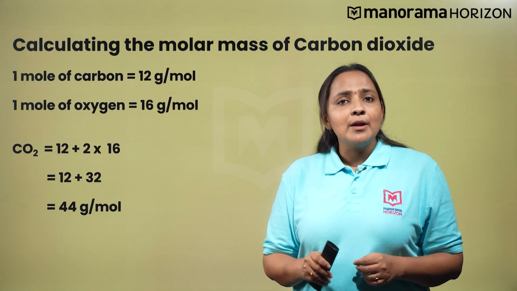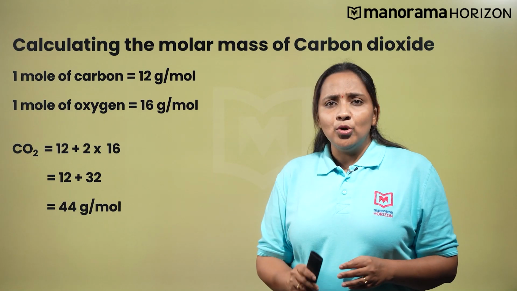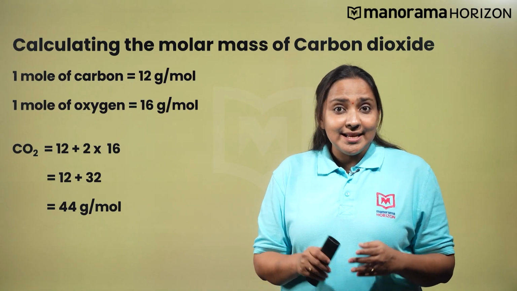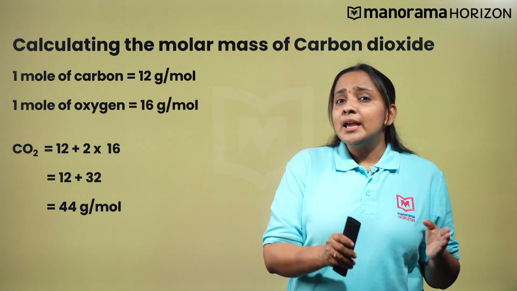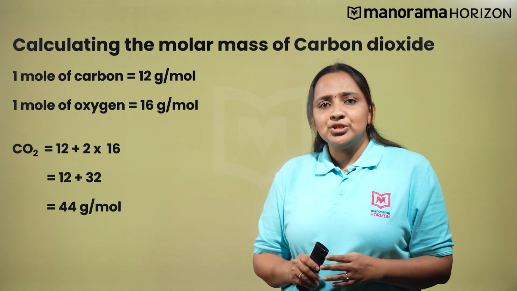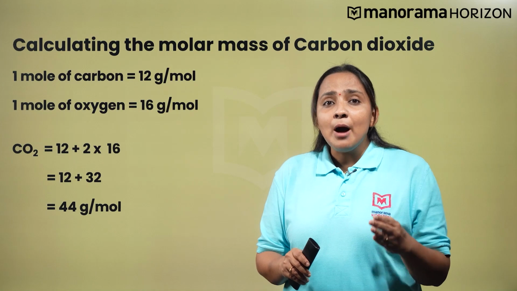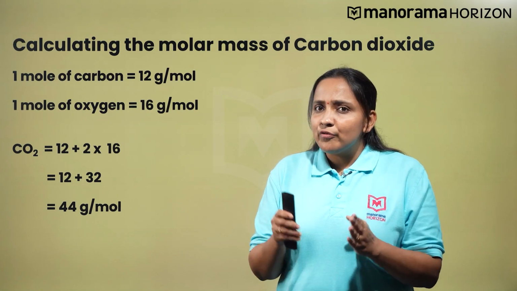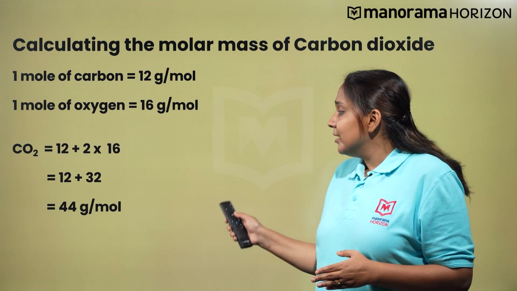Similarly, the molar mass of 1 mole of carbon is 12 gram per mole and the molar mass of 1 mole of oxygen is 16 gram per mole. And in the chemical formula of carbon dioxide, there is 1 carbon atom and 2 oxygen atoms. Therefore, upon adding the masses, we get the molar mass of carbon dioxide, which is 44 gram per mole.